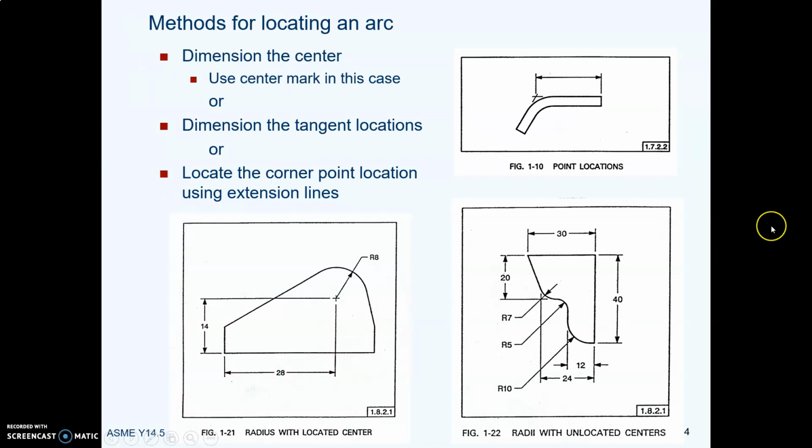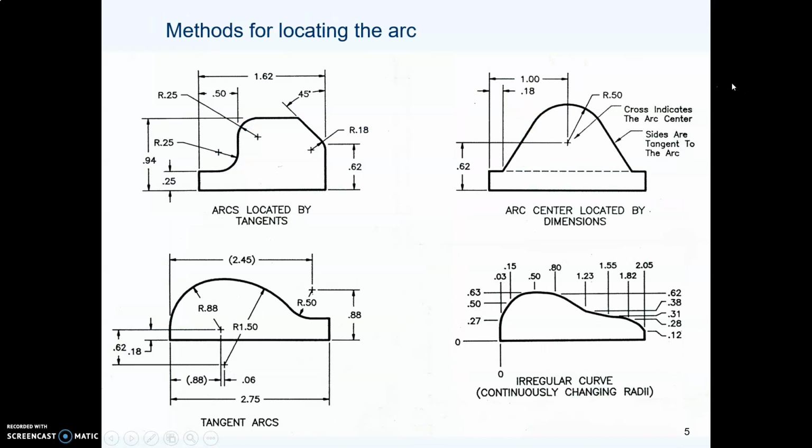ASME gives us a number of other ways we can locate an arc, a part of a circle, and I'll just go through some of these here. If it's a big one, you might locate the center mark. There are a few cases where that's important. You might locate where the thing is tangent. Sometimes you need to tell them, here's where the corner would be if it were a sharp corner and you did not put a fillet on there. These examples are from Bruce Wilson, who's on the ASME committee.